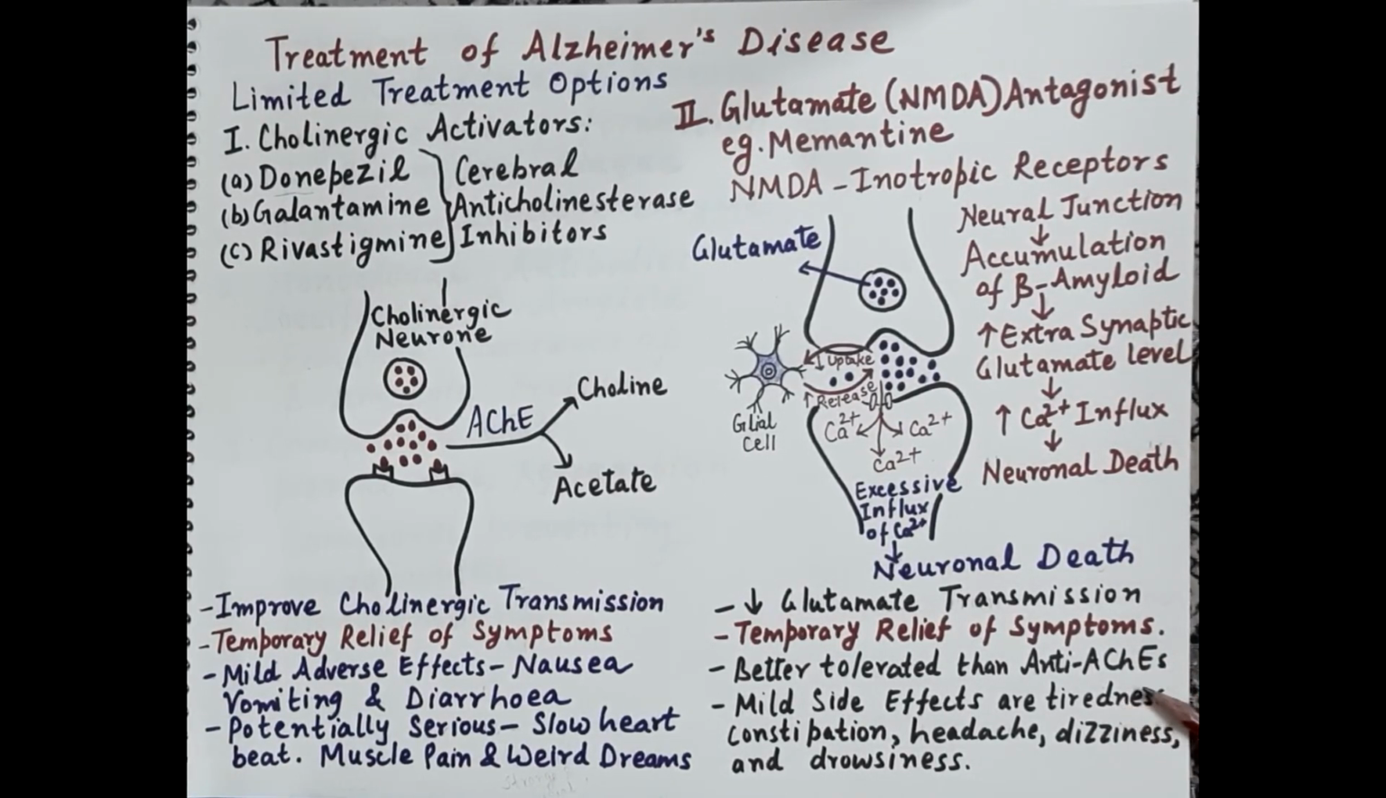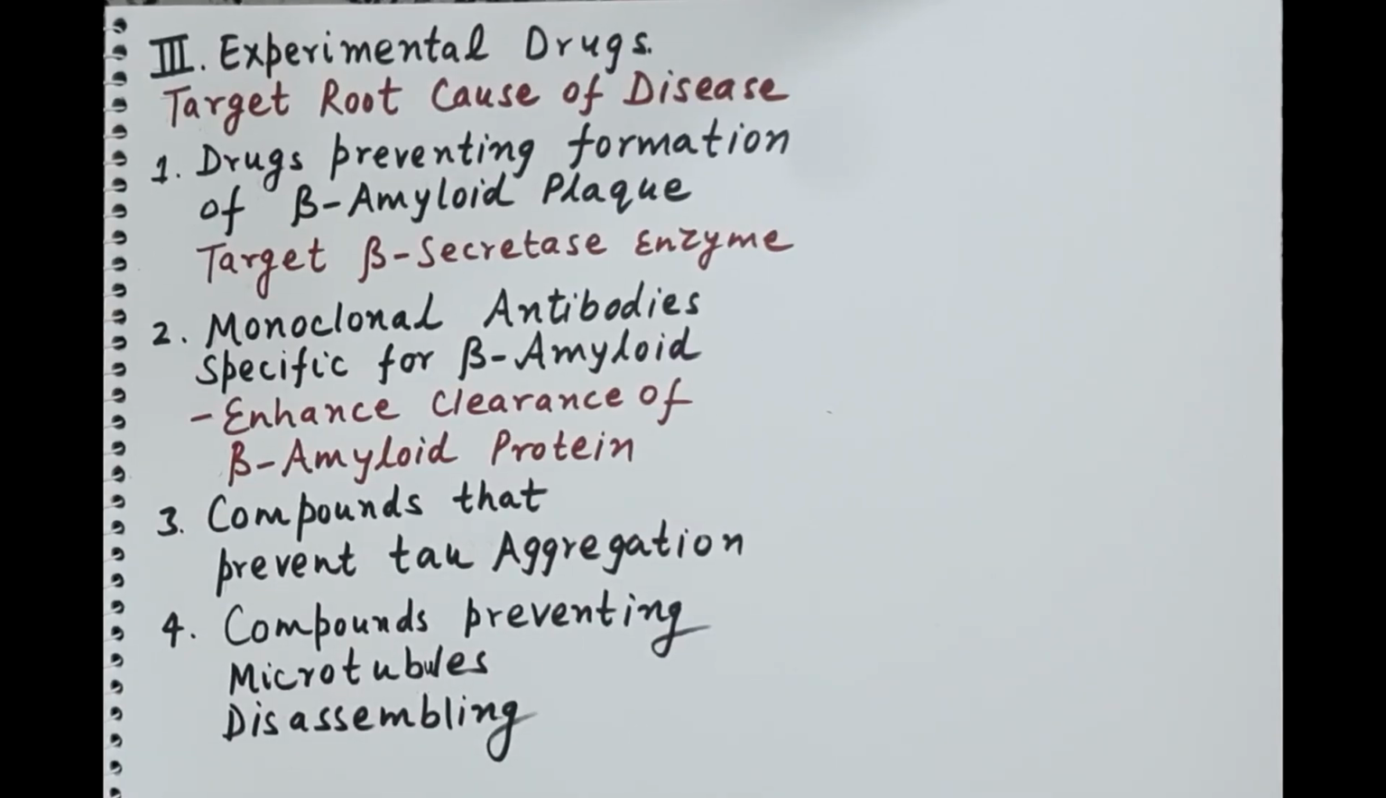However, these drugs are better tolerated than anticholinesterases, and they show mild side effects like tiredness, constipation, headache, dizziness and drowsiness. So there are limited options, and none of the drugs is able to provide good efficacy. All the drugs provide only temporary relief of symptoms, and therefore research is going on to find newer options for better efficacy and reduced side effects. Currently, a number of researches are going on experimental drugs, and these experimental drugs are trying to target the root cause of disease.